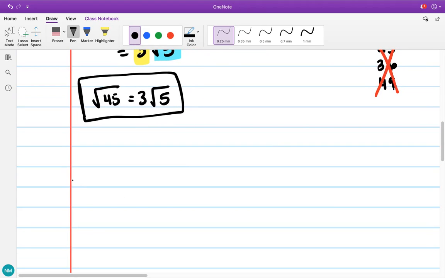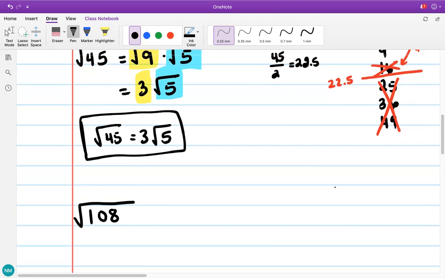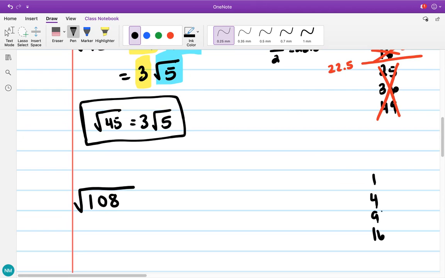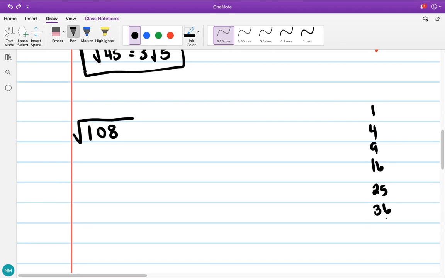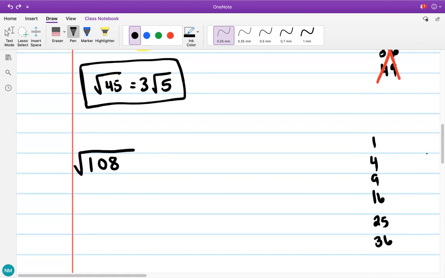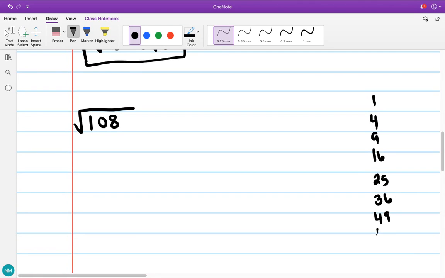And we'll do one more. Square root of 108, which is what we did in the last video. So square root of 108. Again, I'm going to actually just rewrite it. 1, 4, 9, 16, 25, 36, 49, 64. Okay. So I am going to first cut it in half. 108 over 2 is 54. Okay. So I know I'm going to cut my list right here. This is where 54 is.